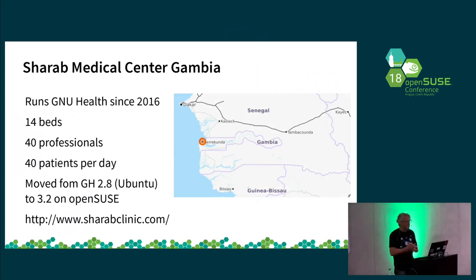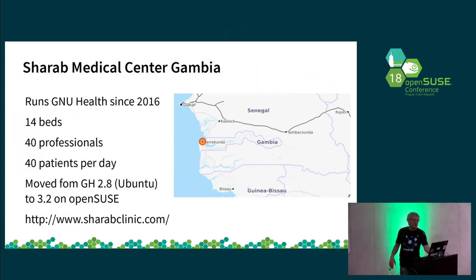We have a medical center in Gambia. They have around 14 beds, 40 professionals. Gambia, as you can see, is quite a small country inside Africa. They had first implemented GNU Health 2.8. That was done by an external IT company, but that was not really coming into proper work unless they got some own IT staff in there. Somehow they were not really happy with this outsourcing company, and they decided to take the implementation into their own hands. So they upgraded first to version 3.0 and later to 3.2.